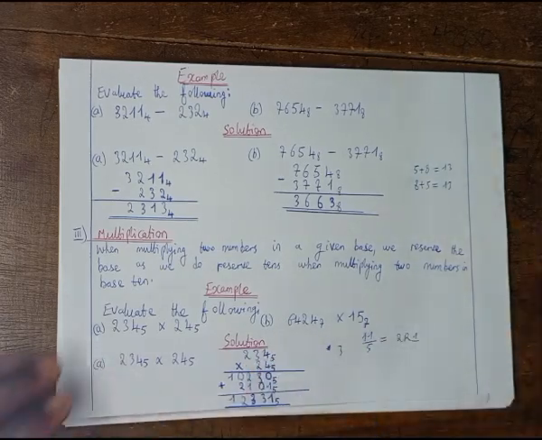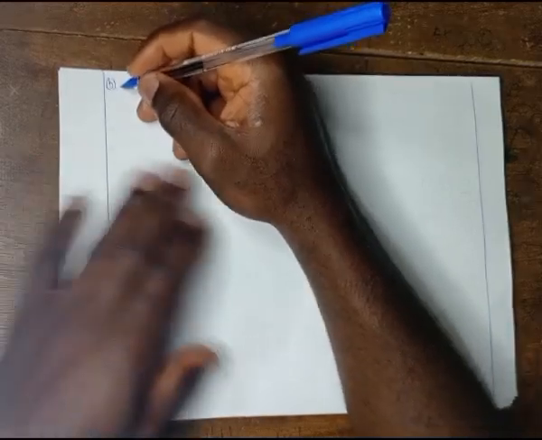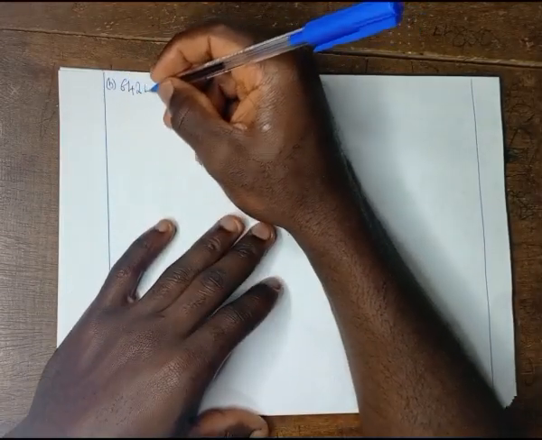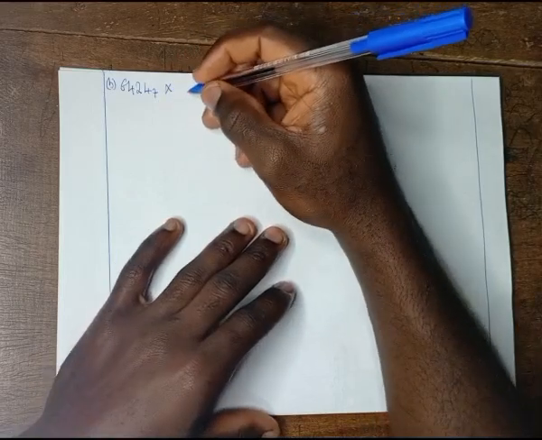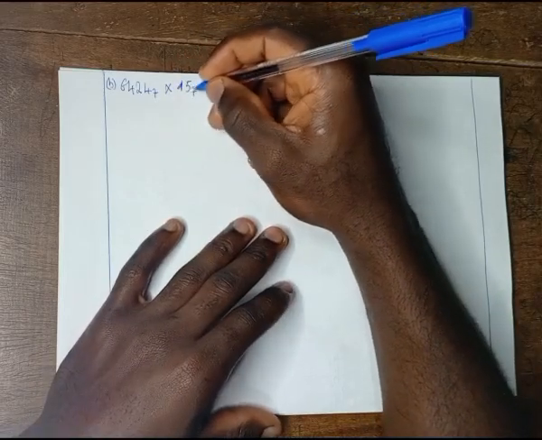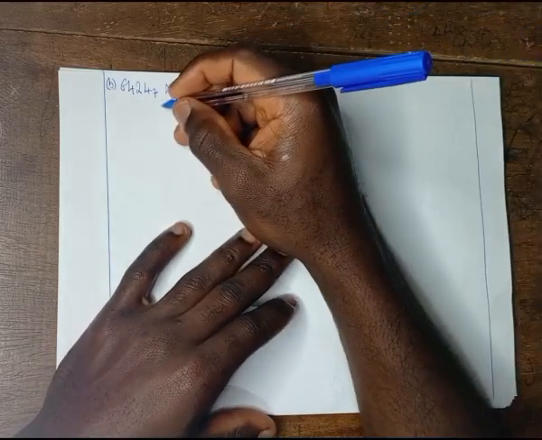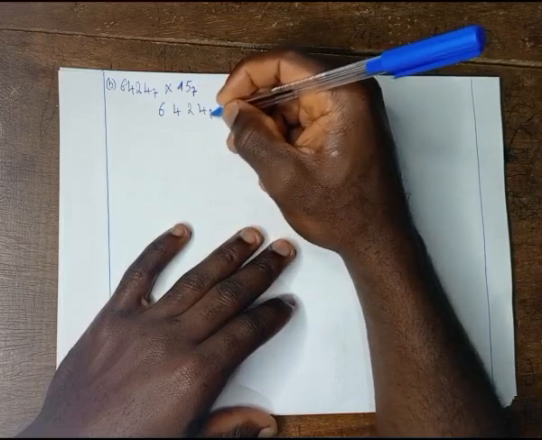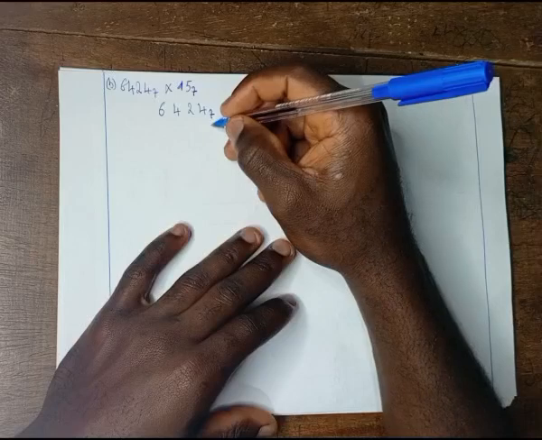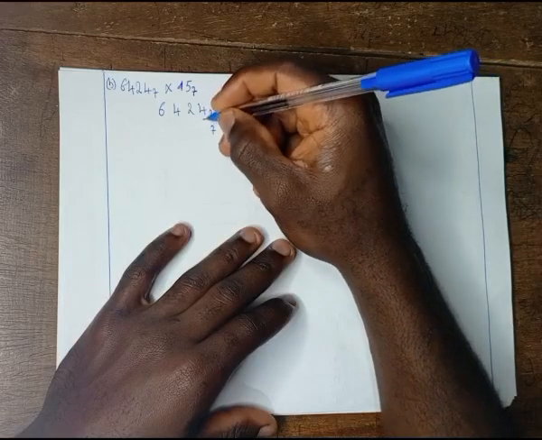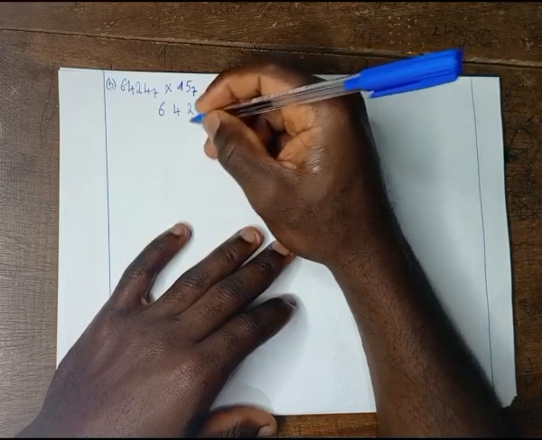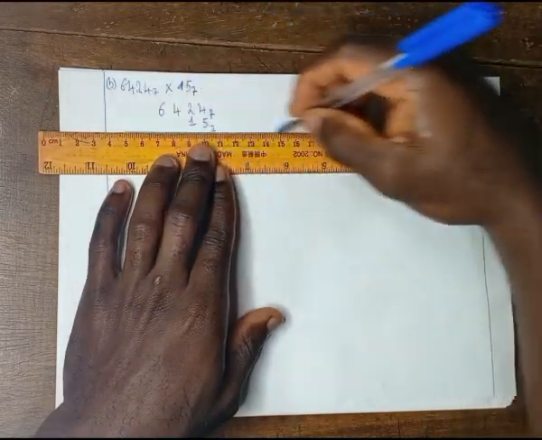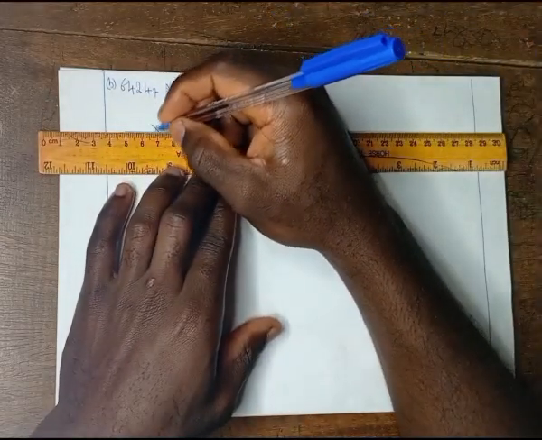And this is our result. For B, we have to multiply the number 6, 4, 2, 4 in base 7 by 1, 5 in base 7. First thing, we need to write down the first number 6, 4, 2, 4 in base 7. Then the second number, 5 will be under 4, and lastly 1 will be under 2. Then we draw this horizontal line, then we put the multiplication sign.